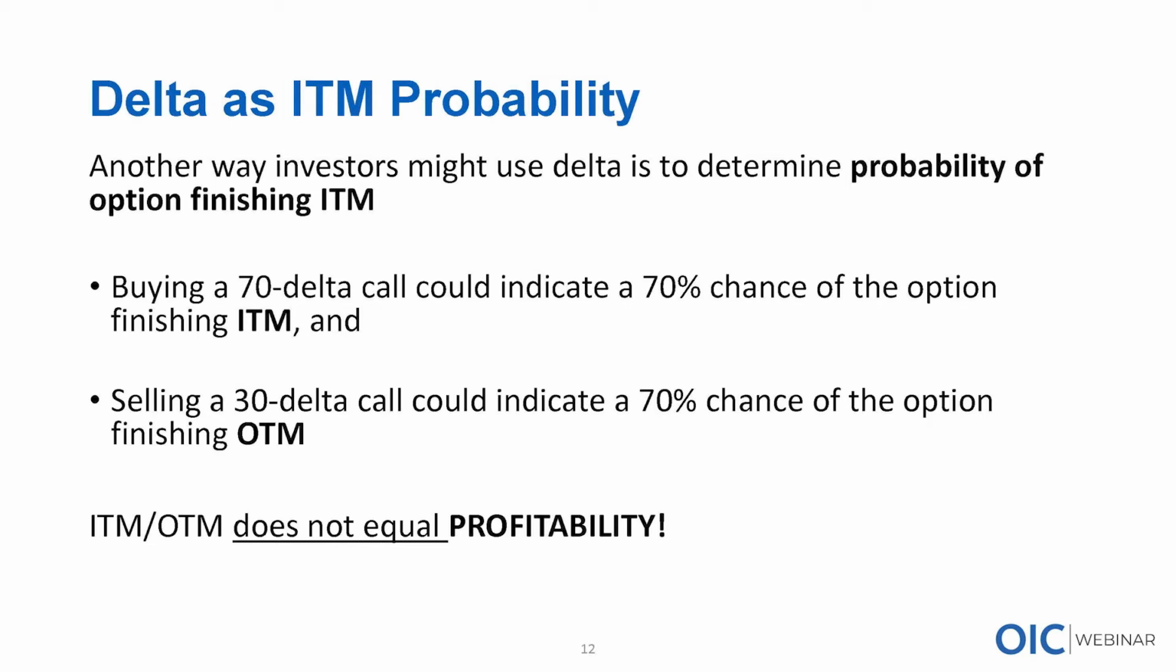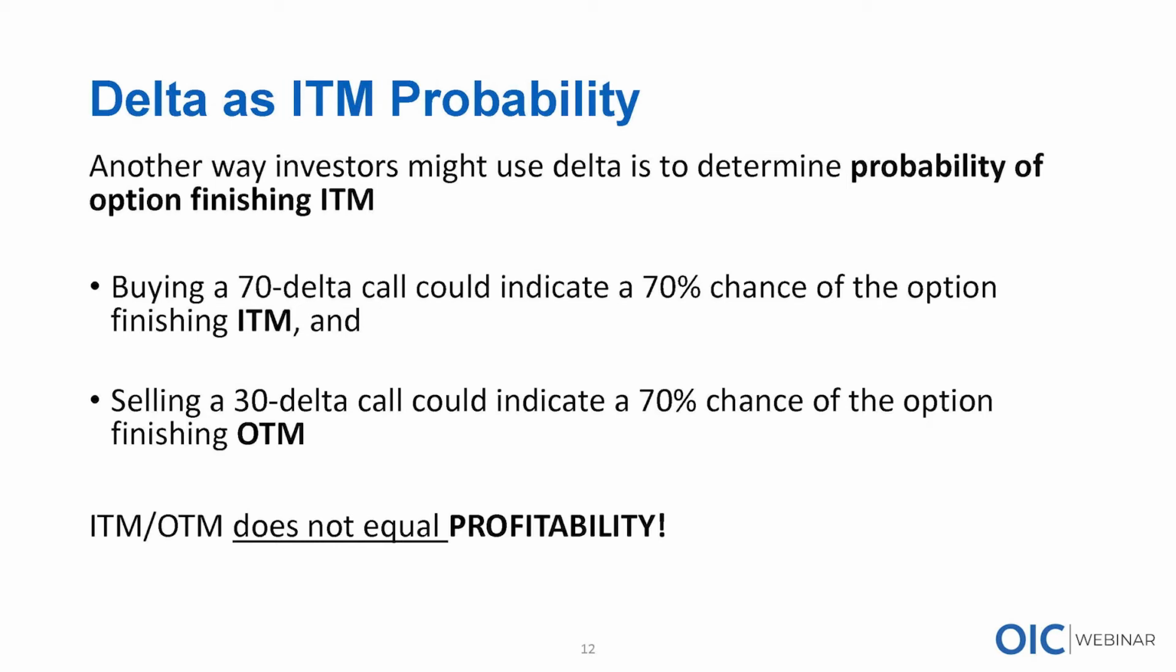Now let's look if we sold a 30 delta call. If we sold a 30 delta call, that could indicate there's a 70% chance of that option finishing out of the money or worthless, and about a 30% chance of it finishing in the money. Now, a very important distinction, don't start confusing in the money probability with profitability, okay?